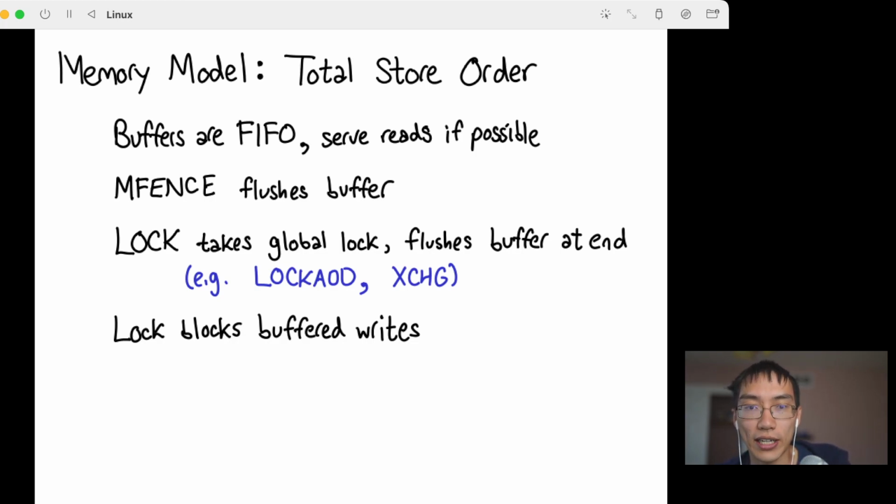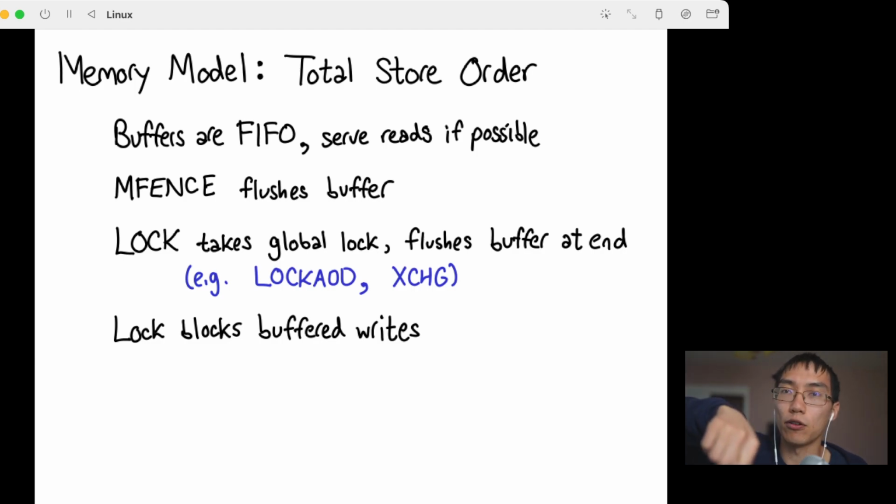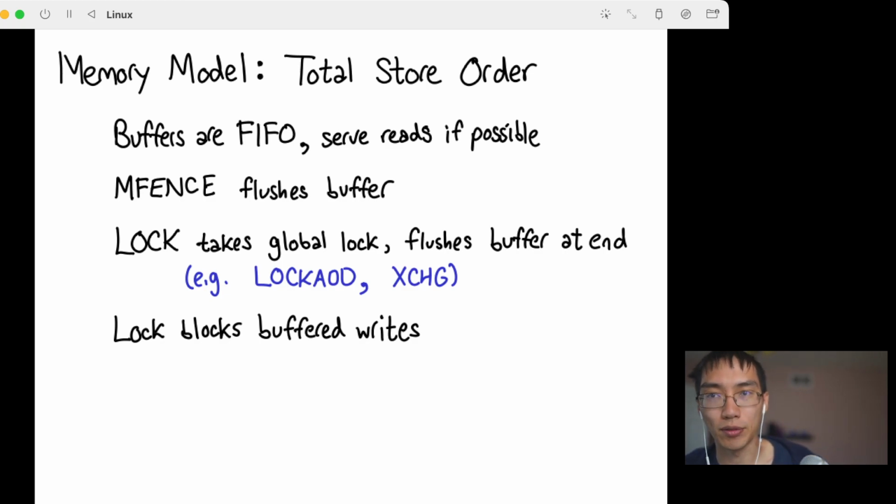The model for x86 total store order works like this. This is good to know. It's not that complicated: buffers are first in, first out. So if I put something on the buffer and there's nothing else on the buffer, that write is going to be the next write that eventually gets committed into memory. Furthermore, if I've written to my buffer, like x, and then I do a read on x immediately thereafter, I will service that read from the buffer instead of going all the way to main memory. That's good for efficiency because going to main memory is expensive and the buffer is local to the processor, so it's cheap. Then the mfence instruction flushes the buffer.